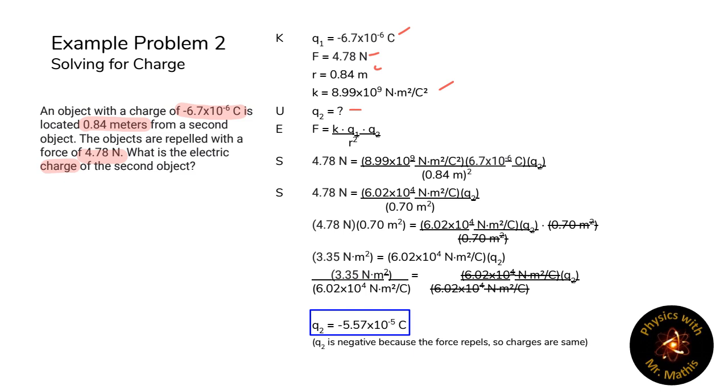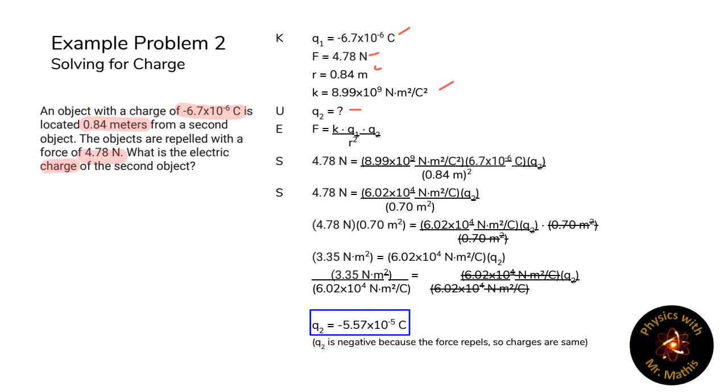And we're going to start out by substituting all of the known values in. We know F is 4.78 newtons. We know K is 8.99 times 10 to the 9th. We know Q1 is 6.7 times 10 to the negative 6 coulombs. Q2, we're just going to put Q2 because that's our unknown. And then the distance is 0.84 meters squared. And again, I put that inside the parentheses so that I know I need to square the number and the unit.